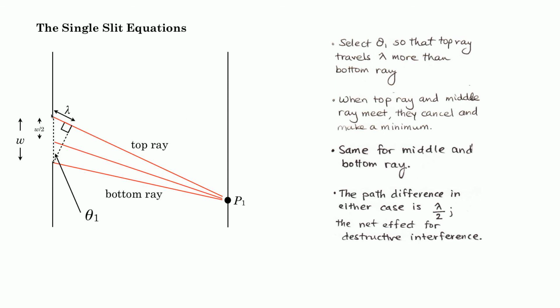Right? So we've got lambda between the top and the bottom, but between the top and the middle, or the middle and the bottom, we've got lambda by 2. And that's the net effect for destructive interference. Okay. So that means that sine theta is equal to lambda over W, or W sine theta is equal to lambda. So this is how we get this first equation. Unfortunately, however, what we've just stumbled upon is a condition for destructive interference where we've got an integer number of wavelengths. And so what we get is almost the opposite to what we had with interference.